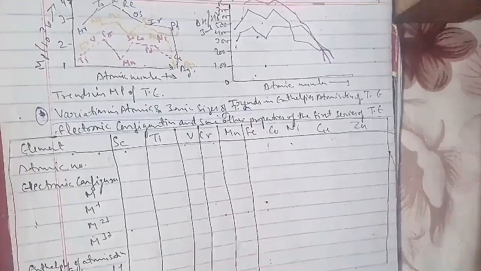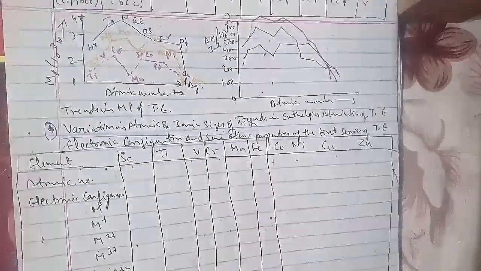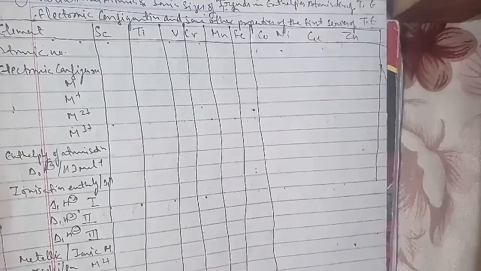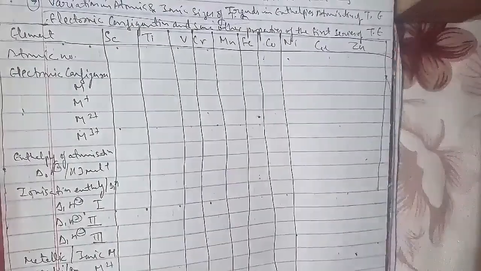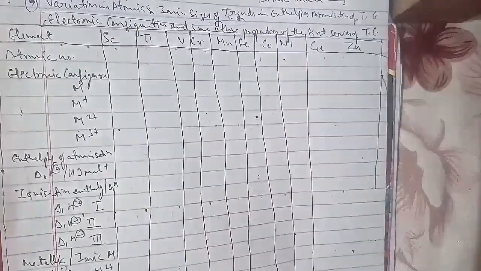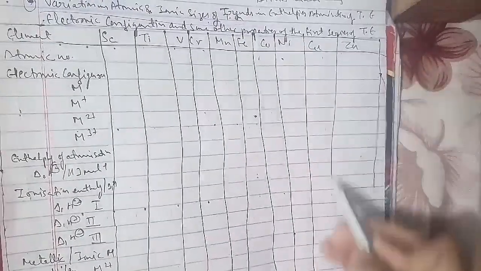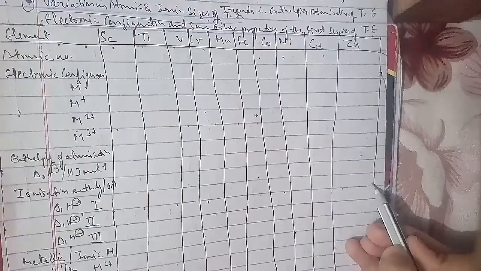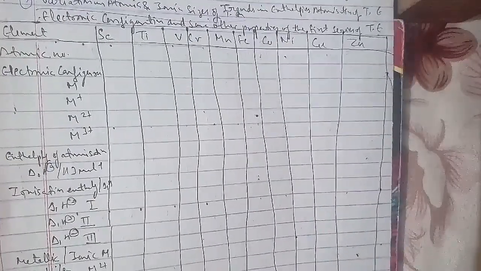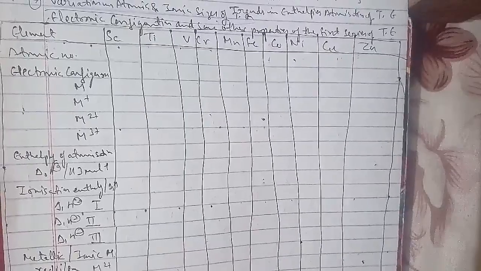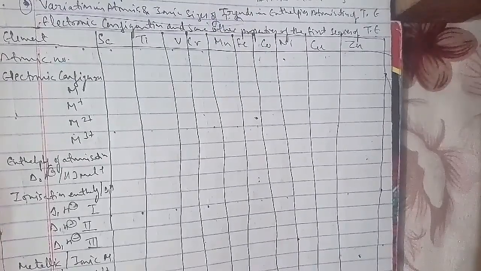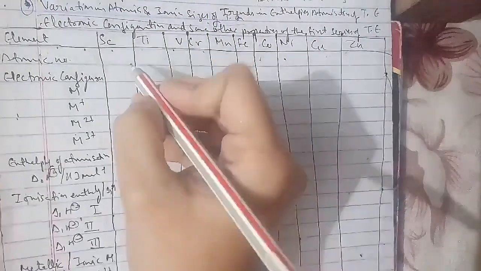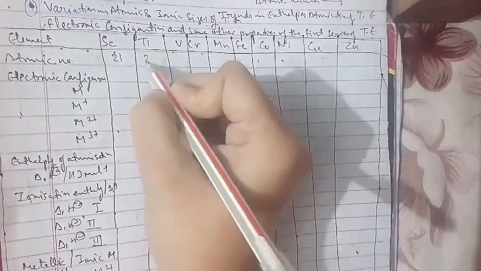Now for the electronic configuration for the M here, that we have here is 3d1 4s2, this is 3d2 4s2, this is 3d3 4s2, this is 3d5 4s1, this is 3d5 4s2, this is 3d6 4s2, then 3d7 4s2, then 3d8 4s2, 3d10 4s1, and then we have your 3d10 4s2.